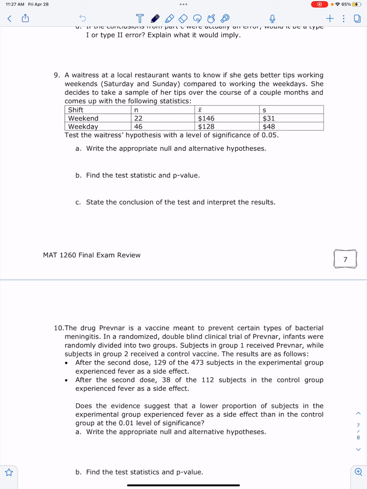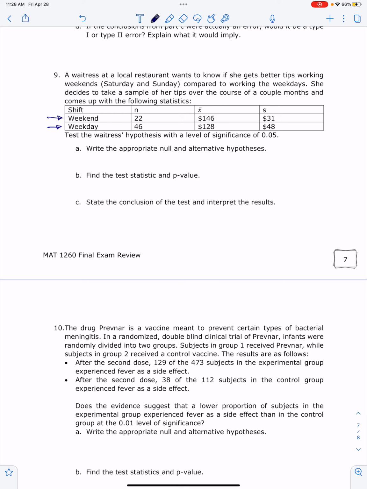A waiter at a local restaurant wants to know if she gets better tips working weekends, Saturday and Sunday, compared to working weekdays. She decides to take a sample of her tips over the course of a couple months and comes up with the following statistics. So the weekend is here and the weekdays is here. We want to test the waitress's hypothesis with a level of significance 0.05.